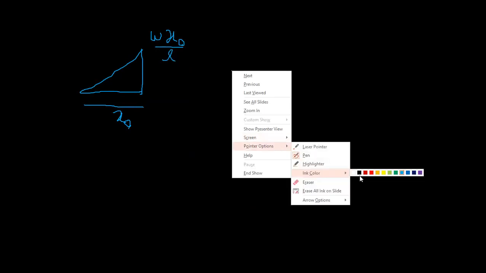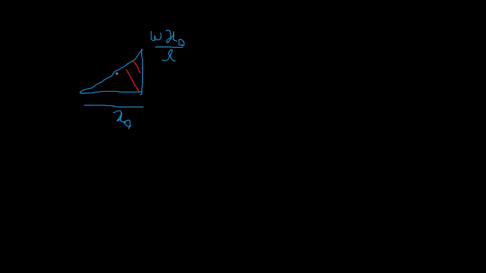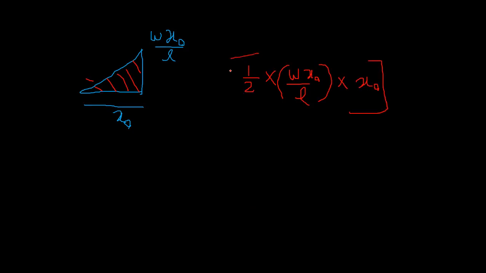So what is the total force? Total force is the total area of this, right? So nothing is going to be complex. It's a triangle, so half into Wx naught over L into x naught, right? So for the bending moment, take the total load and the distance to the centroid from about this point. If you take moment about this point, it is a triangle, so you will have 2/3 of x naught, right?